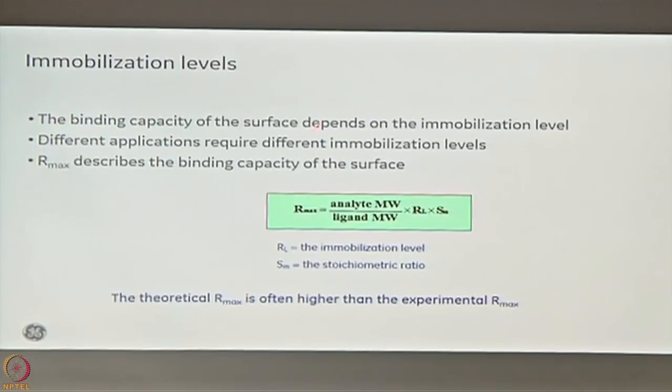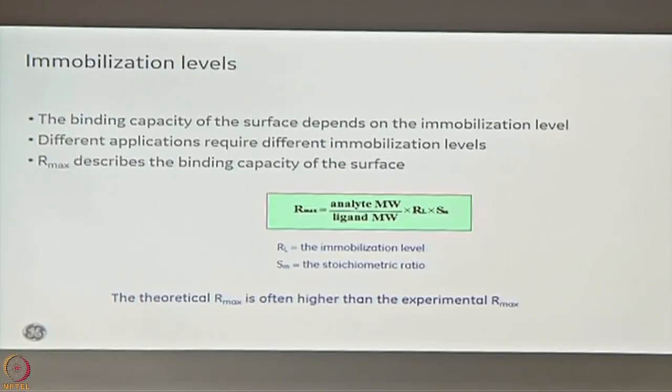So Rmax, we haven't talked about Rmax yet. Rmax is called the maximum binding capacity of your surface. Once you immobilize your surface, the capacity of the surface to bind maximally your analyte, that's your Rmax. RL is the ligand immobilized. When you immobilize your ligand, you get a particular RU. Say for example, you immobilize 500 RUs or 1000 RUs. So that's your RL, and the stoichiometry of your binding, whether it's 1:1 or if it's bivalent, it's 2.